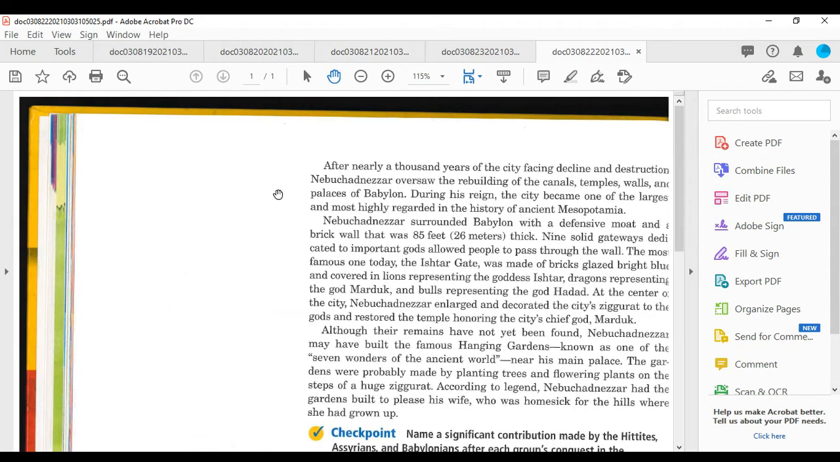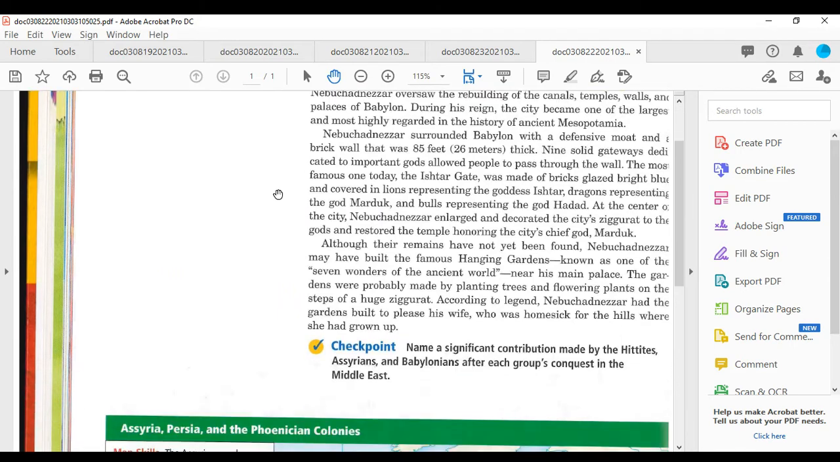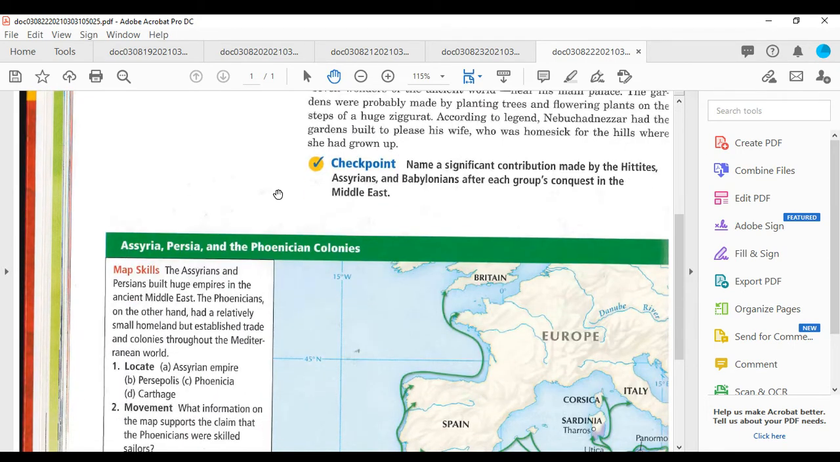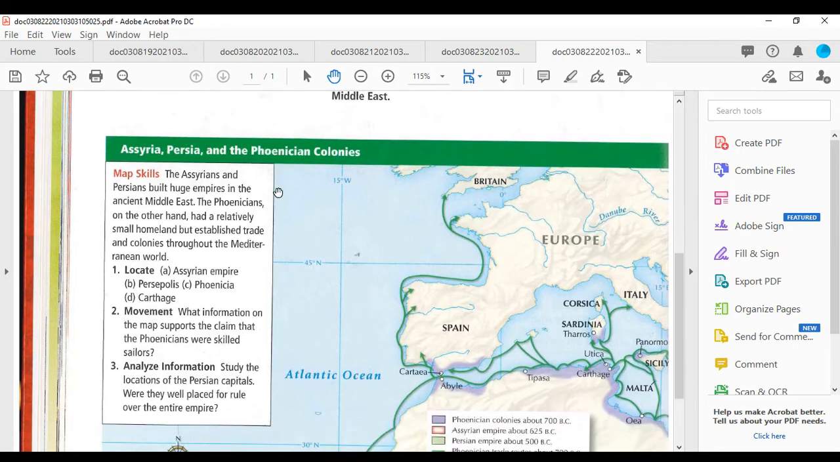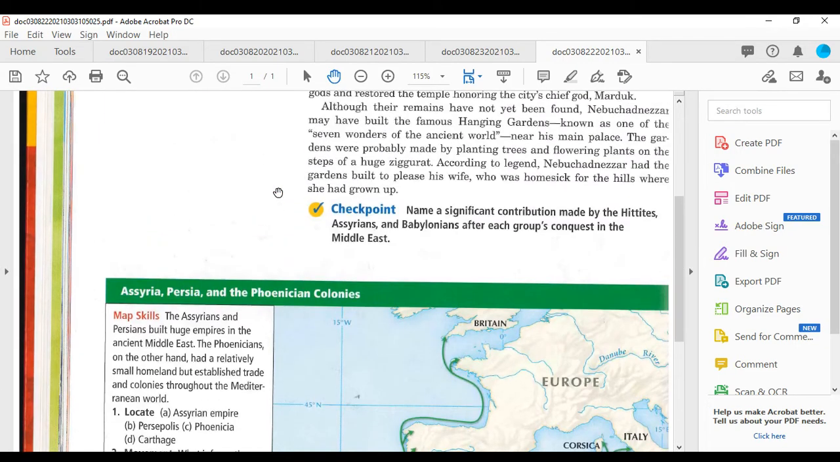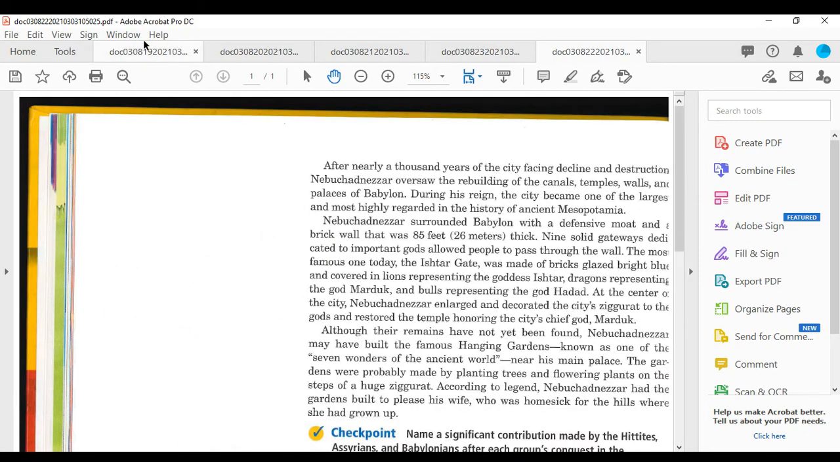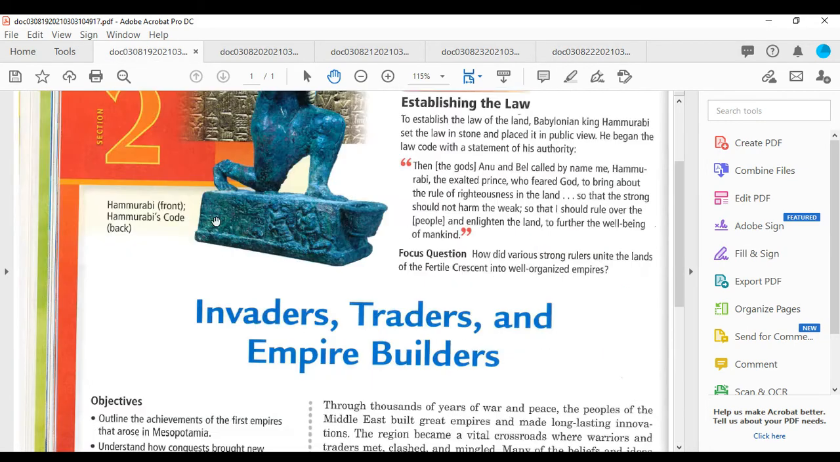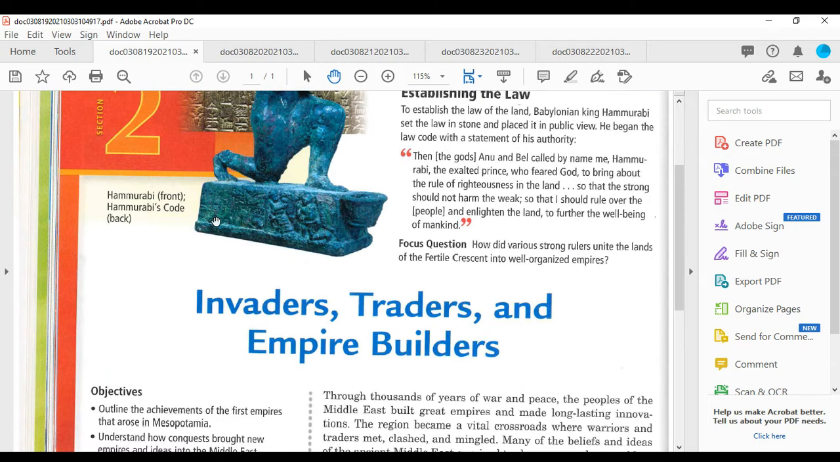Next textbook page. No heading or subheading, but we have a checkpoint and a map. Assyria, Persia, and the Phoenician colonies. I'm going to skip reading that map for the time being because what I want to do is get on with the recording of this audio textbook.